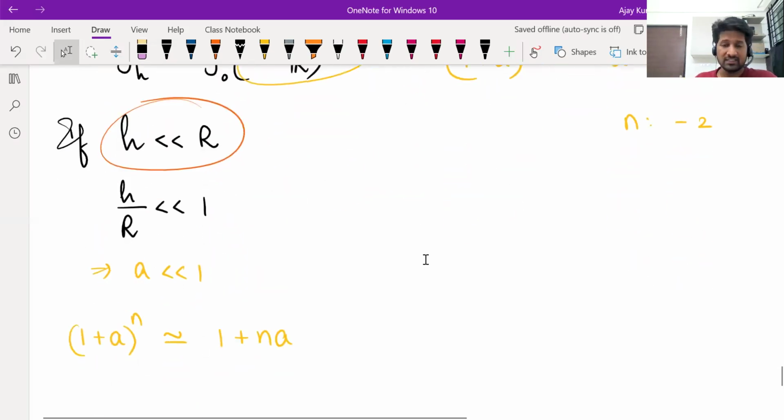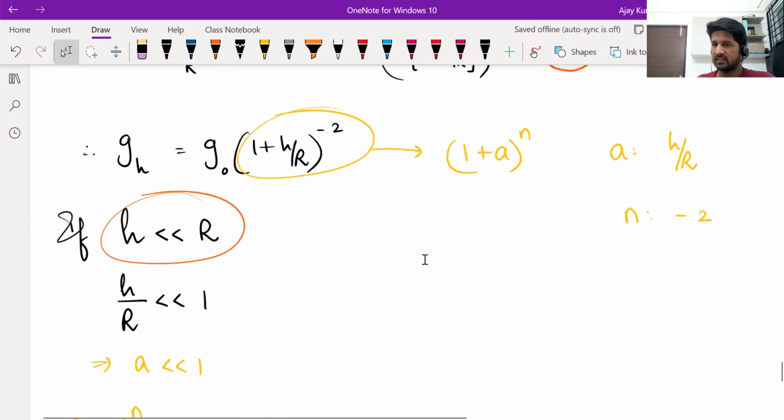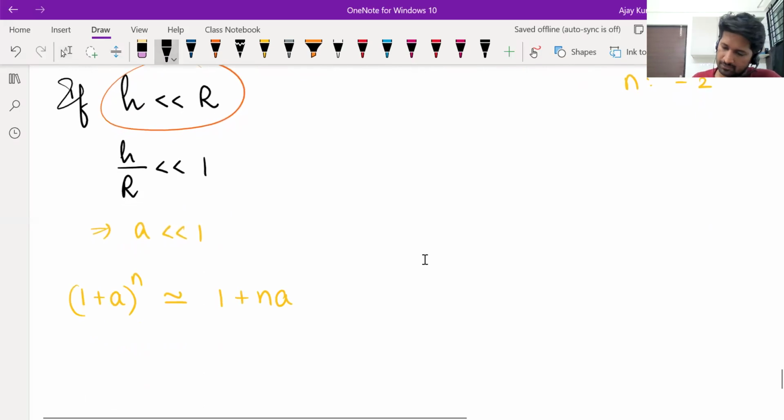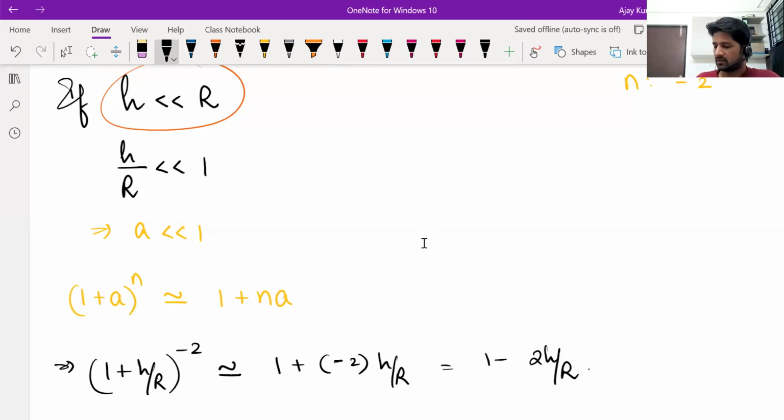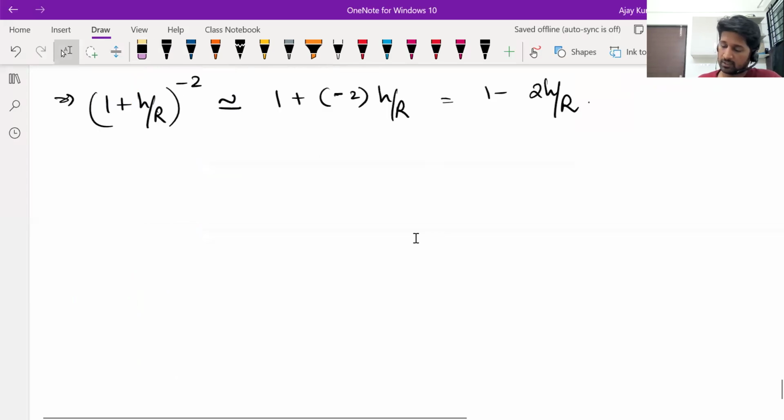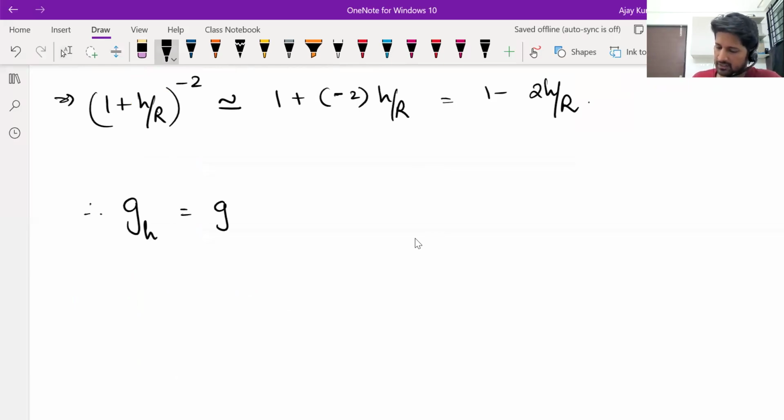Now, what is A in our derivation? H by R. And what is N in our derivation? Minus 2. Therefore, (1 plus H by R) whole power minus 2 is approximately equal to 1 plus minus 2 times H by R. That becomes 1 minus 2H by R. Then if (1 plus H by R) whole power minus 2 can be written this way, gravity at a height can be written as gravity on the surface into (1 minus 2h by R). This way the equation is more usable. Directly substitute the height where you want gravity, you will get the answer.